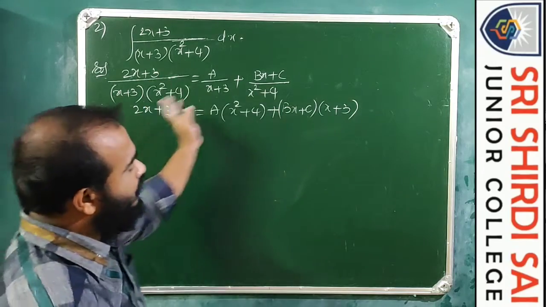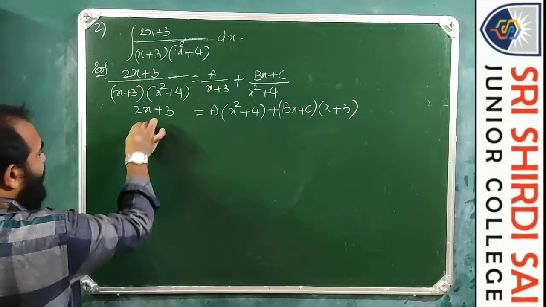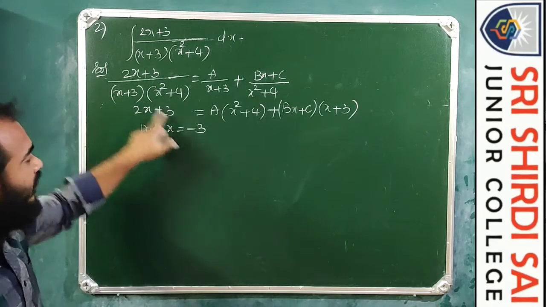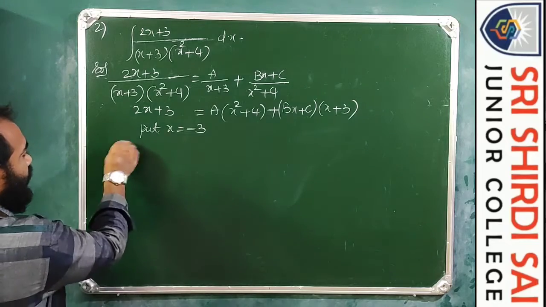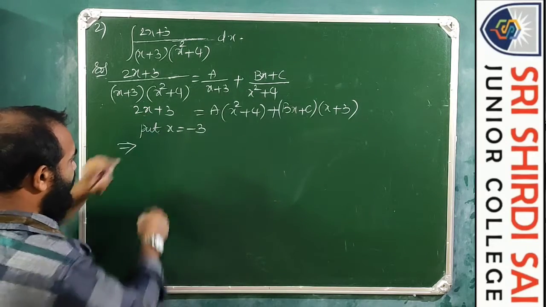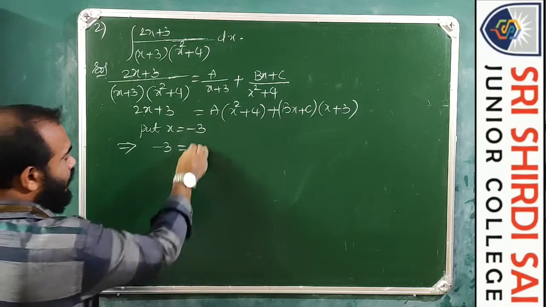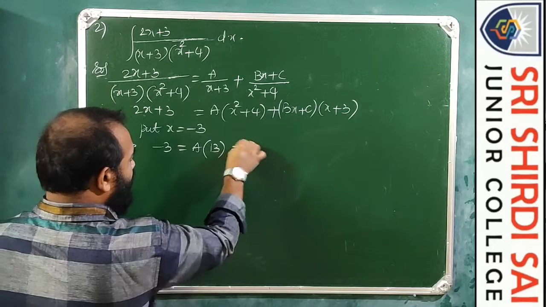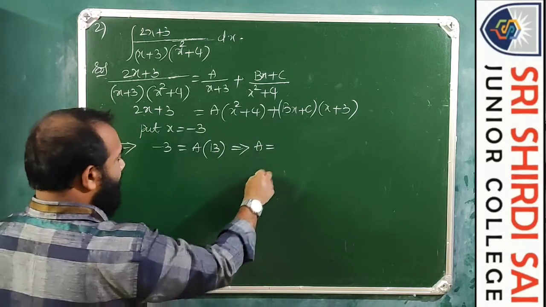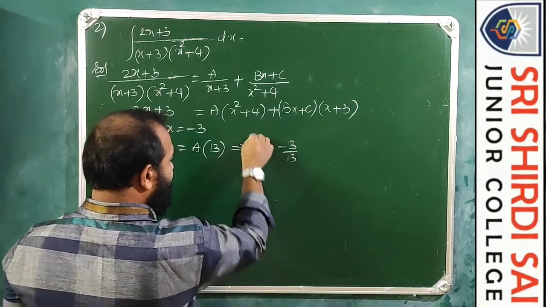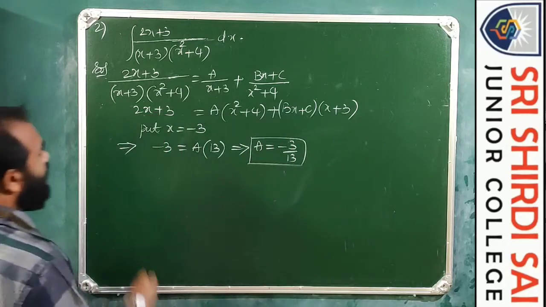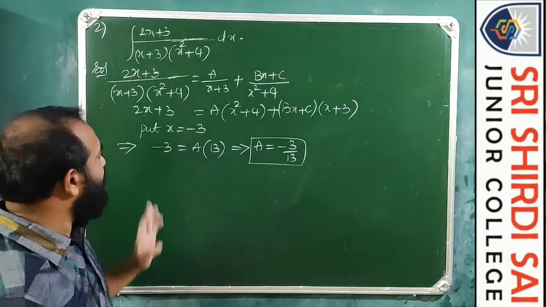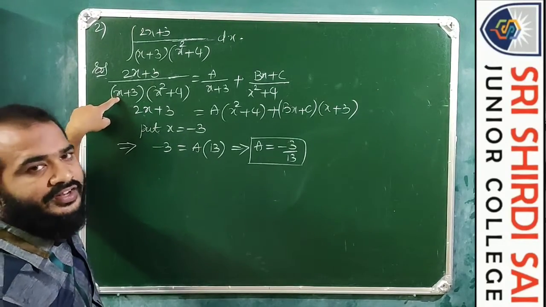So the denominator on both the sides gets cancelled. Now put x equals minus 3. Since x plus 3 is a factor, x equals minus 3 is a root. So 2 times minus 3 is minus 6, plus 3 is minus 3. So A into minus 3 square, 9 plus 4, 13. So from this A is equal to minus 3 by 13. Now we don't have something to substitute for x because x plus 3 is the only linear factor.